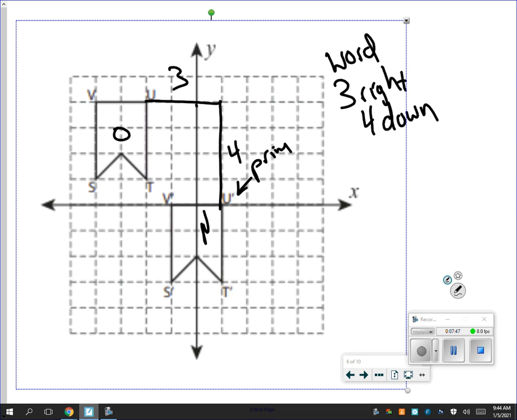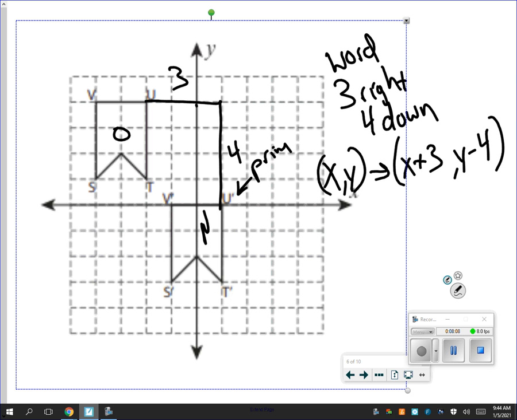Arrow notation, X, Y here. And we got to write how it changes. X and there's Y. So I went to the right. So going to the right is a plus. It's going to be plus 3. Then I went down, so that would be minus 4 on the Y. So my arrow notation would be X, Y goes to X plus 3, Y minus 4.